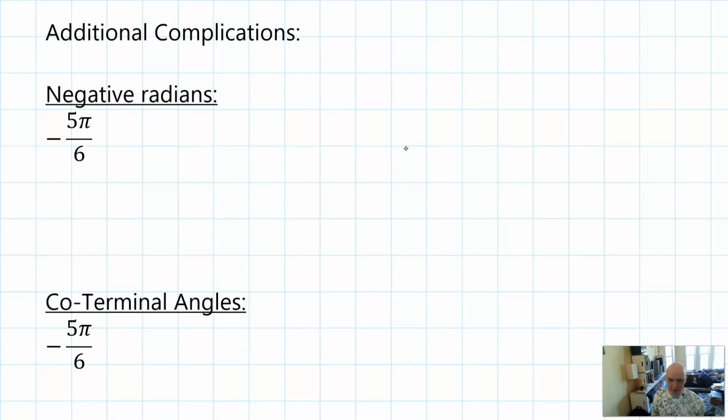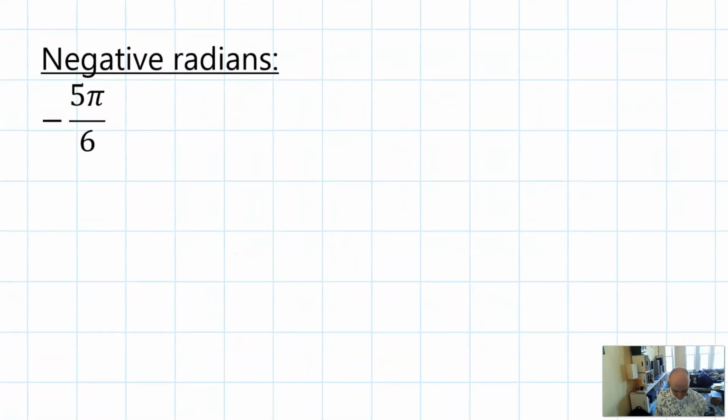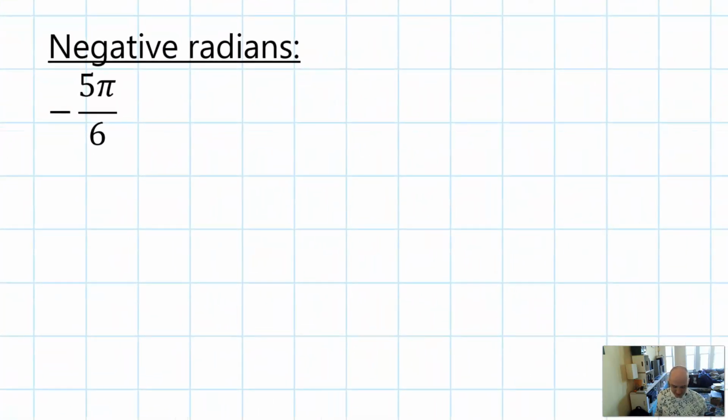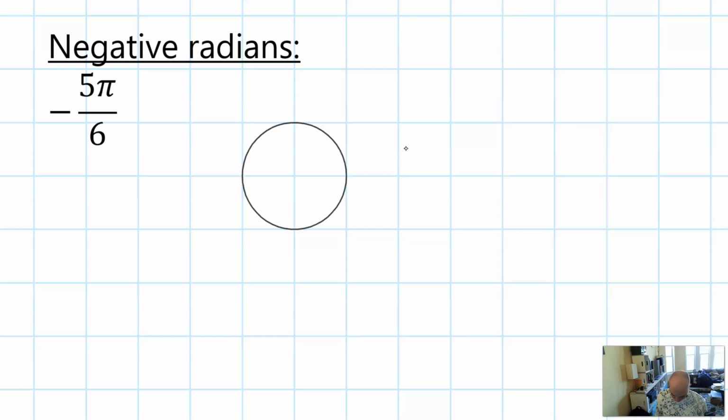Here are some additional things that might happen, complications, when dealing with radians. First, negative radians. A negative radian angle is treated the same as a negative degree angle in standard position. It opens clockwise instead of counterclockwise. So if I was asked to draw negative 5 pi over 6, I would do as I've been doing.